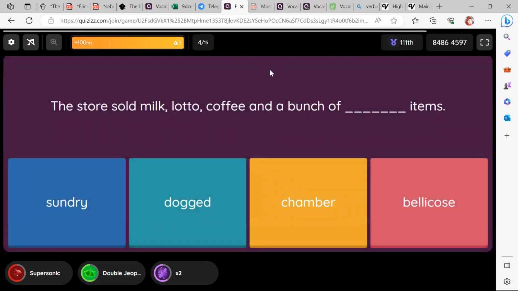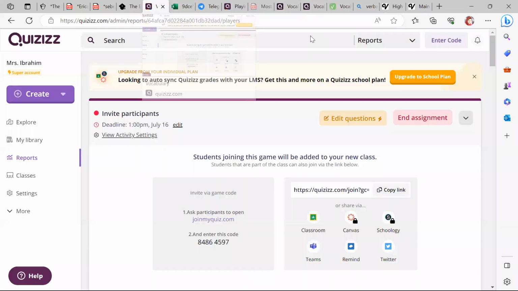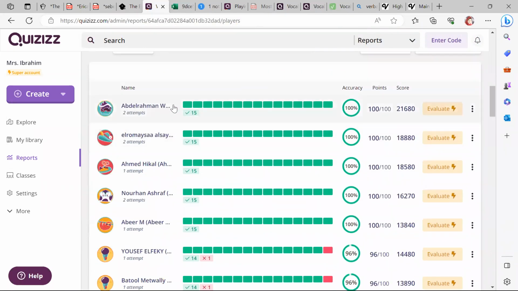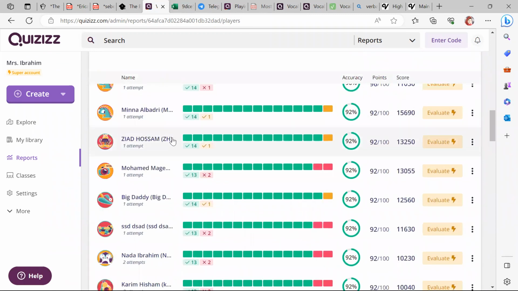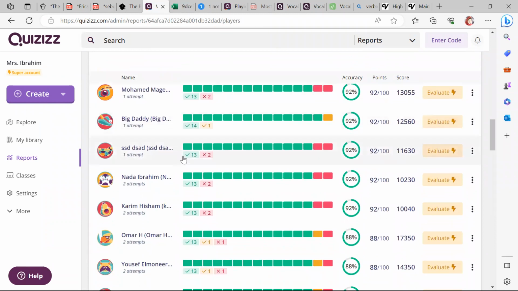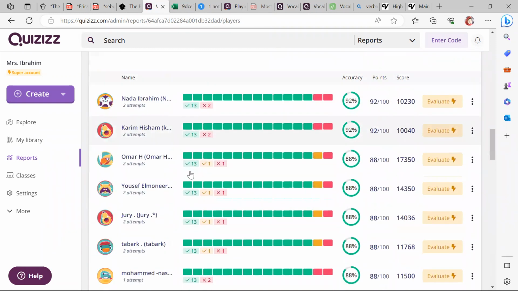you have to write them down. Now, after my students finish the exercises, I can see a report of what they have done. As you can see, all of these students took the test, and for example, here, some people got 13 answers correct and 2 incorrect. Here, only 1, 2, 1.